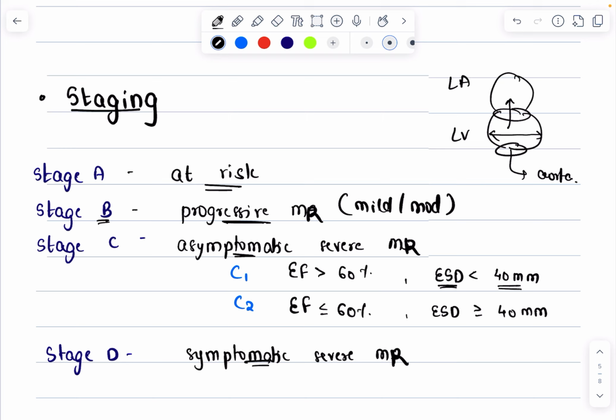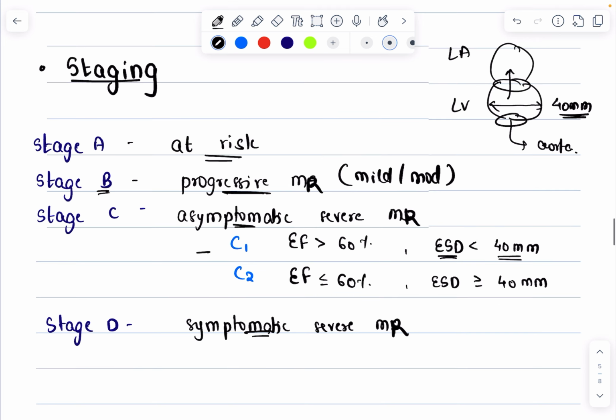So after the contraction, if the blood which remains is less than 40 mm, or less than 4 centimeter, it means the contraction is good. So C1 is ejection fraction more than 60% or end systolic diameter less than 4 centimeter, or less than 40 mm. And C2 refers to ejection fraction of less than 60% or ESD of more than or equal to 40 mm. And stage D is symptomatic severe MR.